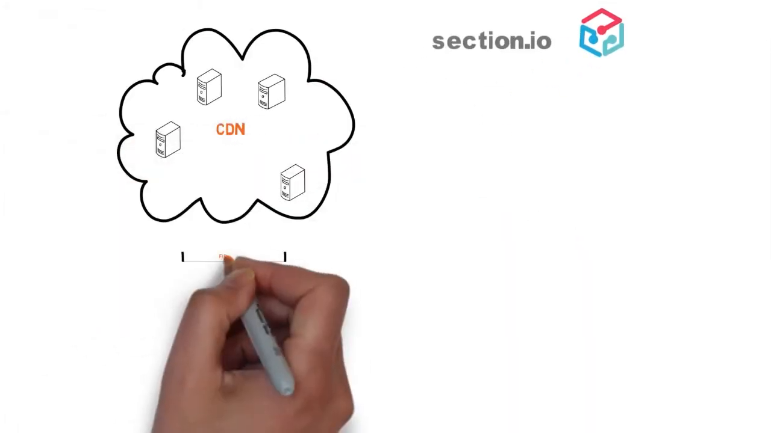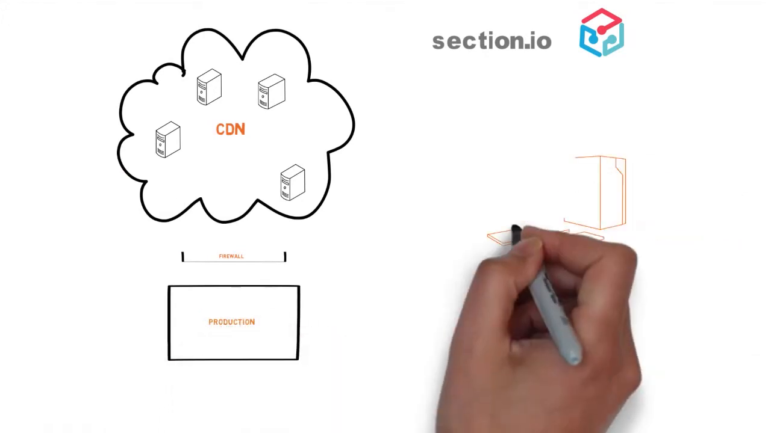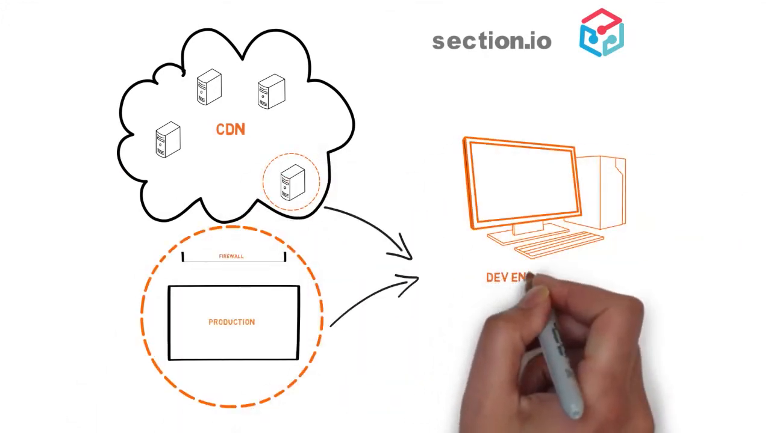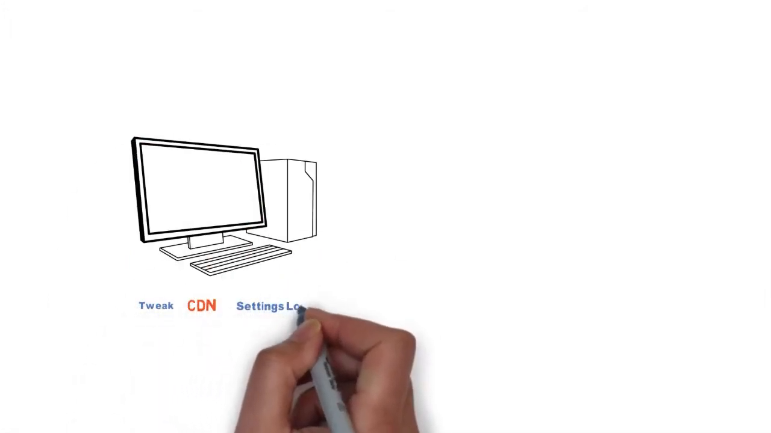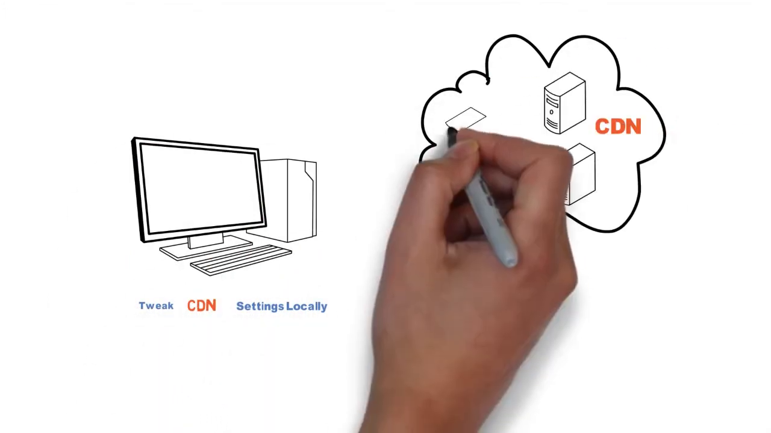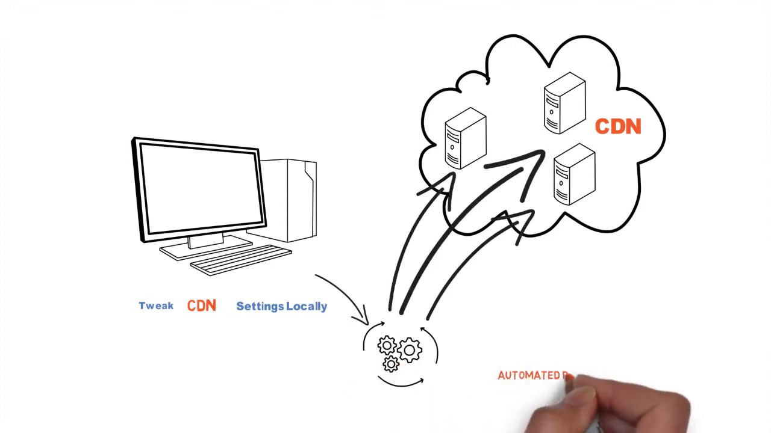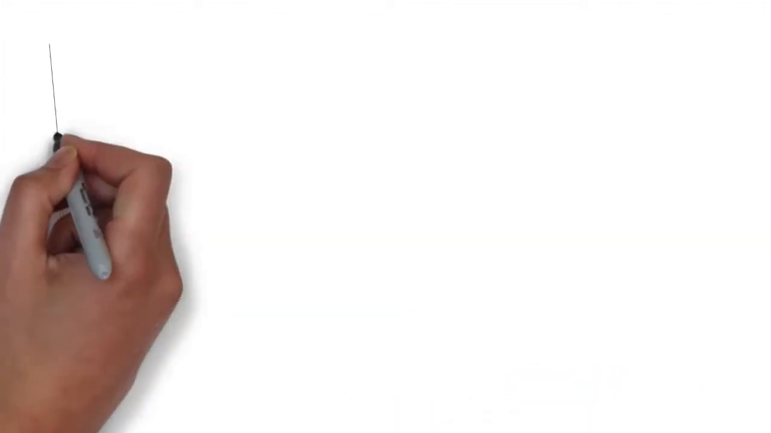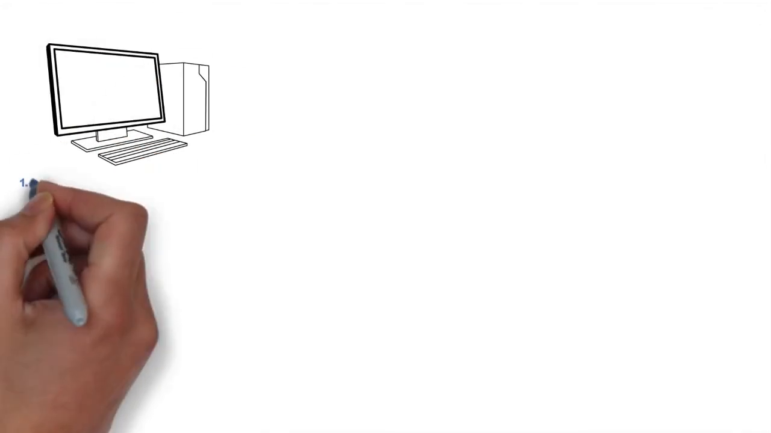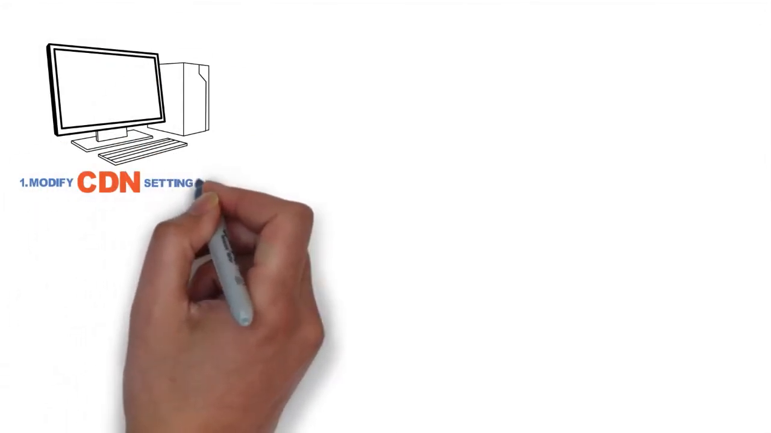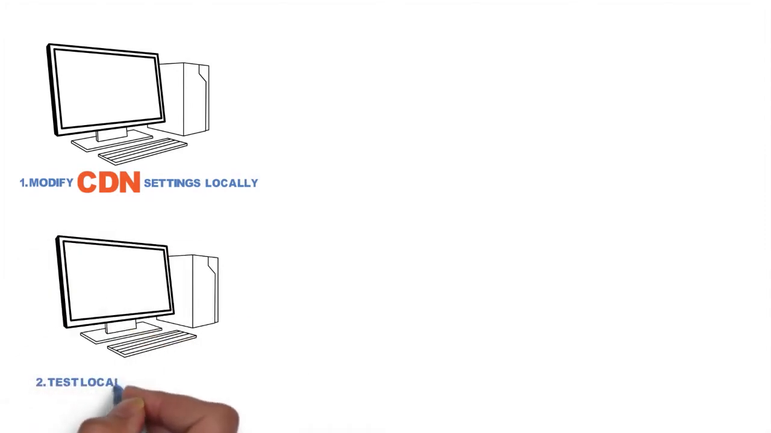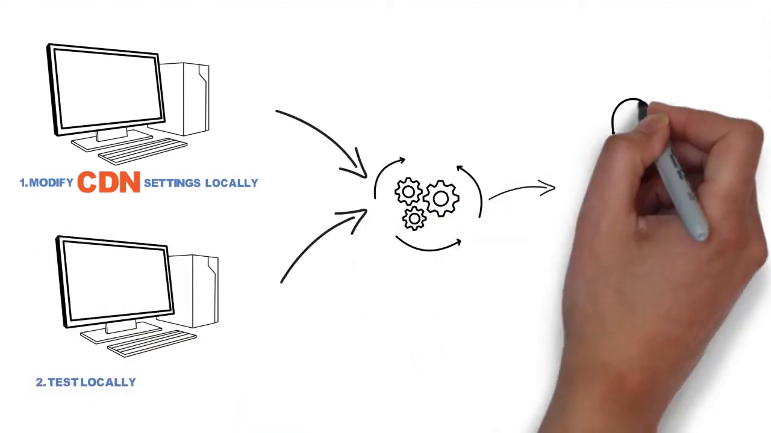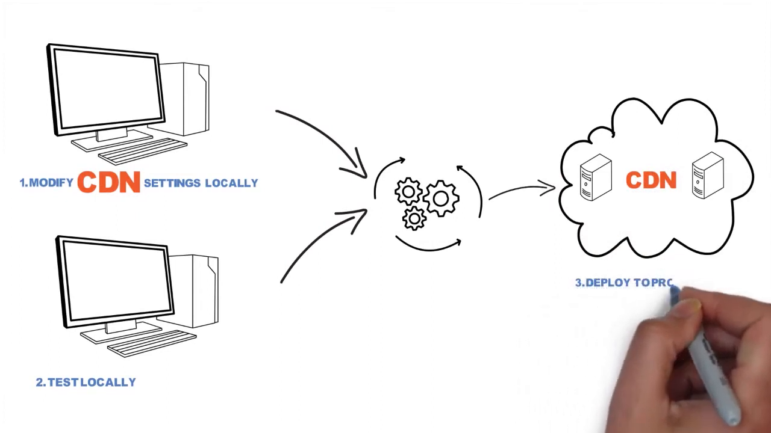Section.io solves the problem by allowing developers to run the exact copy of a distributed reverse proxy tier, a CDN, on their development environment. Developers can test and debug their work, viewing it through exactly the same proxy stack as that through which the end users will see it. Operations or developers who are responsible for turning on or tweaking the CDN settings can add, change, or delete proxy settings on their local desktop and test before promoting those new proxy configurations to production in an automated fashion.